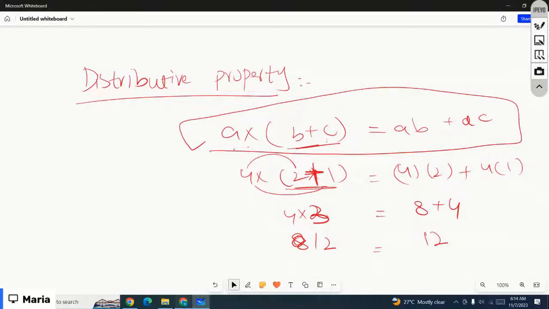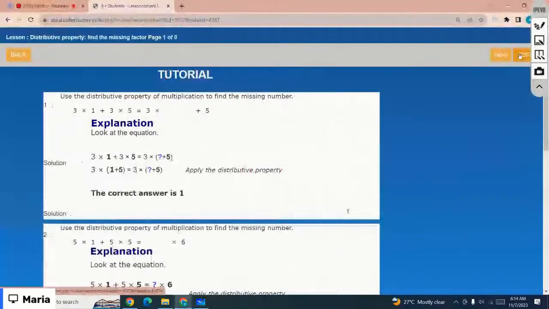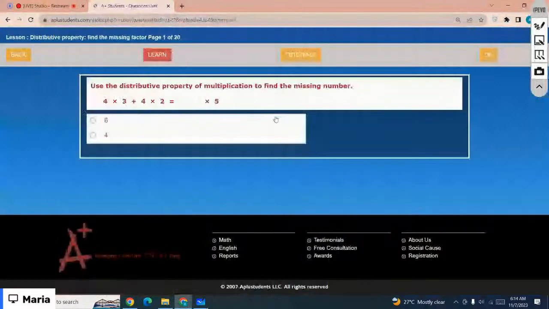Okay, let's just start with the lesson. You have to find the missing number. Let's just start with the test questions. Use the distributive property of multiplication to find the missing number. Okay, just understand the question.